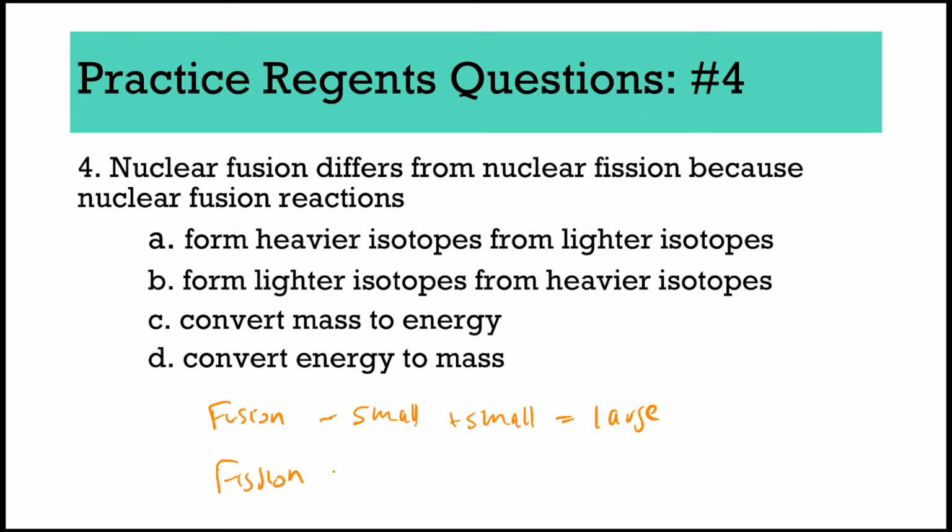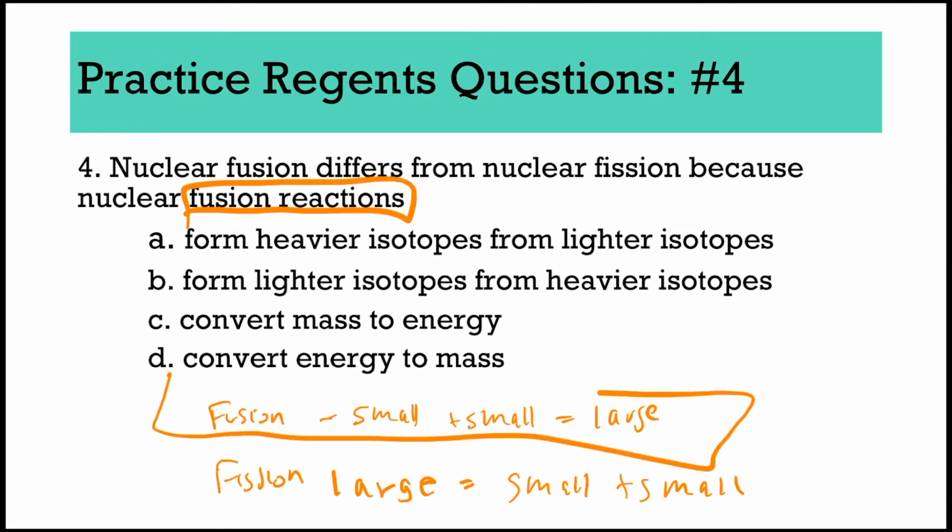Okay. So again, we have fusion is two small things coming together to form a large one, and fission is a large thing breaking apart to form two small things. So it's asking us about nuclear fusion, and that's taking small things and making a big thing. So forming a heavier isotope from lighter ones, answer choice A is that one. It is worded a little bit weird, but if you know fusion is small plus small equals big, then you can say, okay, big is formed from two small things, and that's what A says.